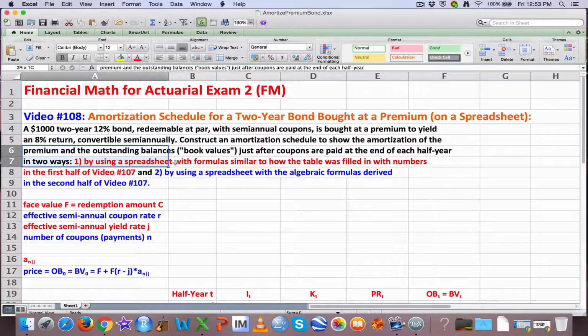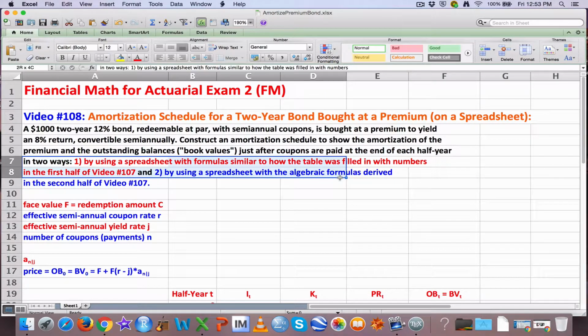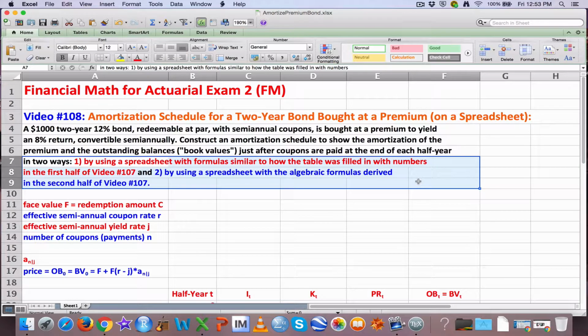We're going to keep track of the book outstanding balances, they're called book values too, just after the coupons are paid at the end of each half year. And we're going to do it in 2 ways, just like we did in video number 107 when we did it by hand with calculator help. Both of these ways we make use of a spreadsheet.